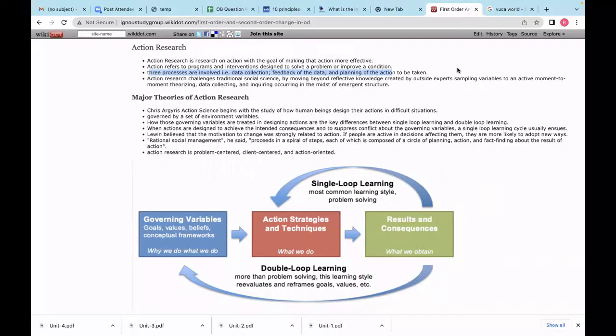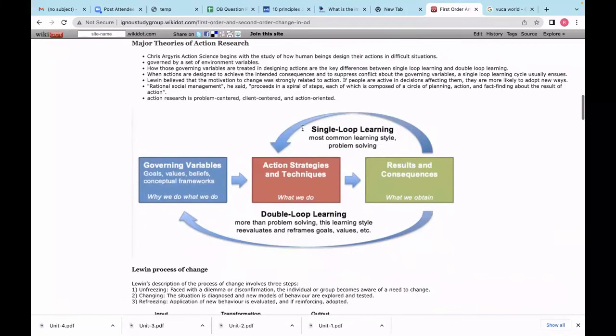Okay, so now what exactly does it challenge? Basically it is not just about your intuition on how to do the action, it challenges that knowledge. The reflective knowledge is what it challenges. It's not just about intuition, you need to collect data and make it more scientific. That is what it challenges. So it makes you move beyond that reflective knowledge. Now, what are the major theories? There are multiple theories in this particular area.